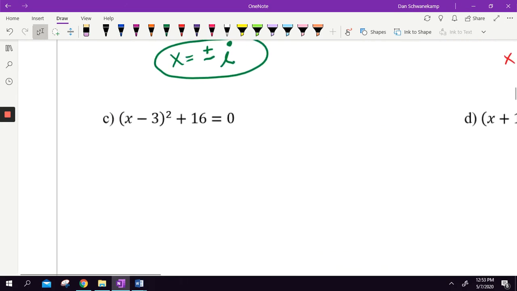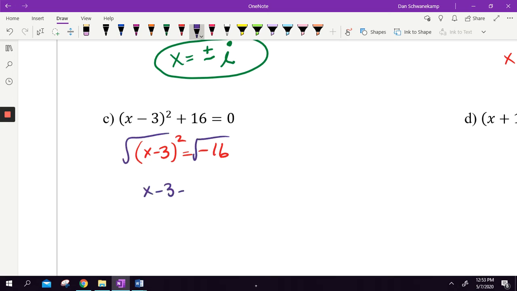Let's try letter C. Same thing, add or subtract first. So I'm going to subtract 16. Now I'm going to get rid of the square. So to get rid of the square, I'm square rooting. I'm taking the square root of -16. Well, I know what the square root of 16 is. That would be plus or minus 4. But because I took the square root with a negative, it's plus or minus 4i.